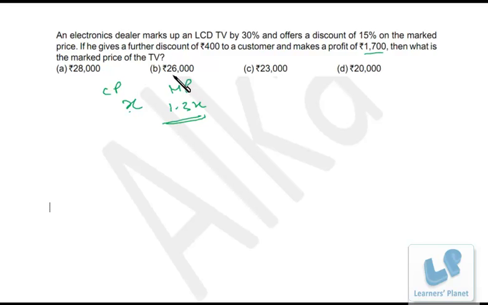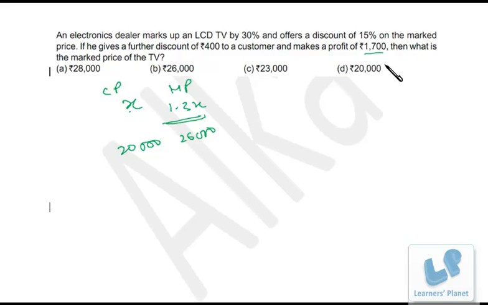Now 26,000 is the mark price. That means the cost price must be 20,000, right? Now on 26,000 he is offering a discount of 15%. That means 10% is 2600 plus half of that, that is 1300. So 3900 is the discount. Then further 400, that is 3900 plus 400, that is 4300 is the discount.